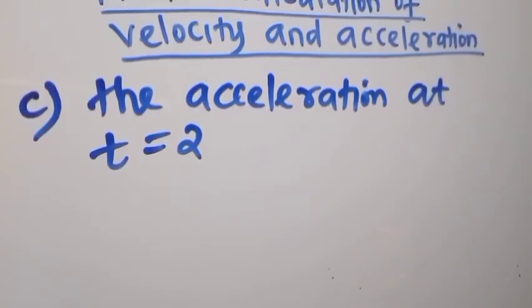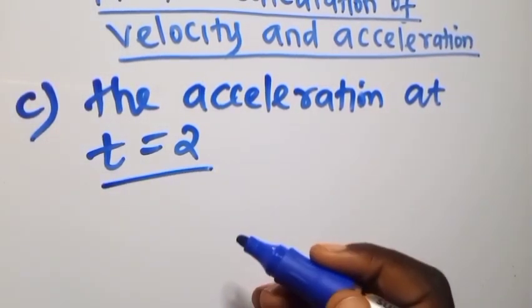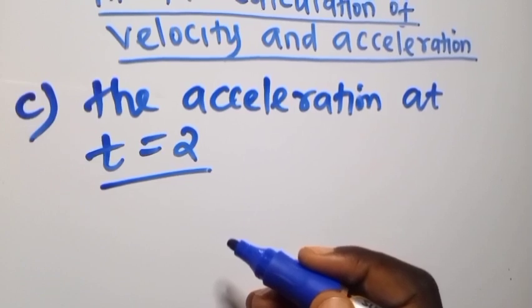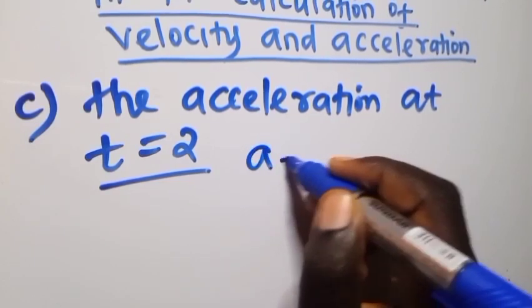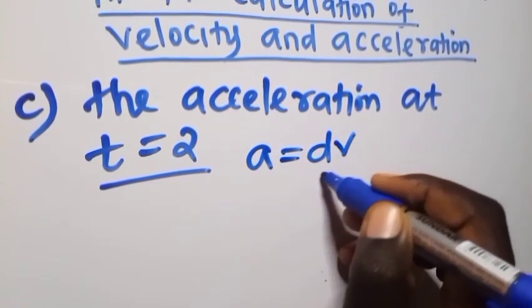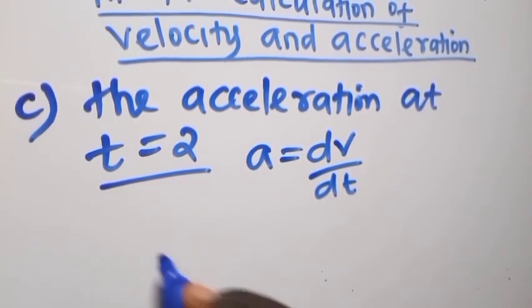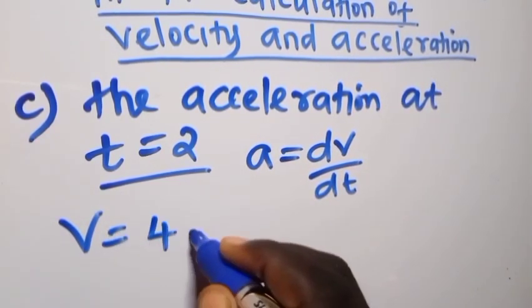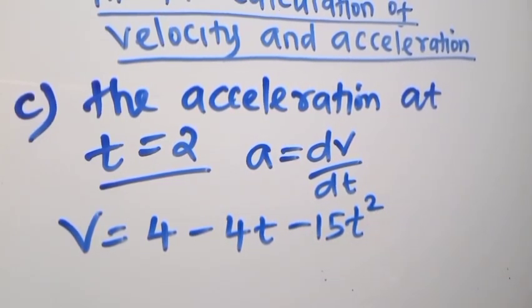Lastly, let us have a look at this question: find the acceleration at t equals 2. As we have said earlier, from the definition of acceleration, acceleration is obtained by differentiating velocity with respect to time. Since our velocity was 4 minus 4t minus 15t squared, we have to differentiate this velocity with respect to time.